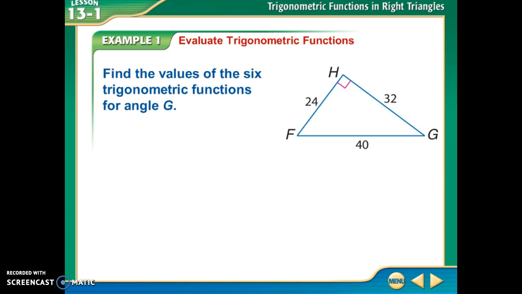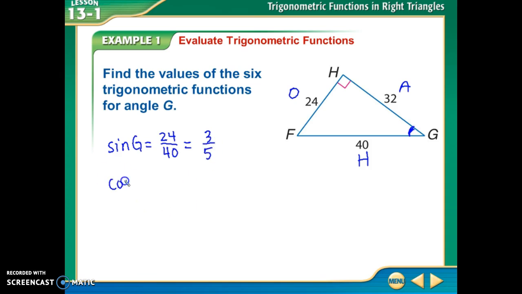So for an example, I want to find the 6 trigonometric functions for angle G. So angle G is down here. So in relation to angle G, this 24 is our opposite, 32 is adjacent, and then the hypotenuse is always across from the right angle. So to start with sine, sine of G is opposite, so 24 over hypotenuse 40, which we need to simplify our ratio. So 24 and 40, 4 goes into both, right? 8 goes into both, actually the bigger number, so that gives us 3 over 5.